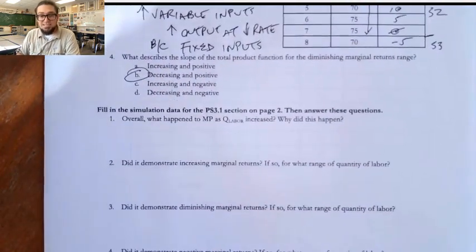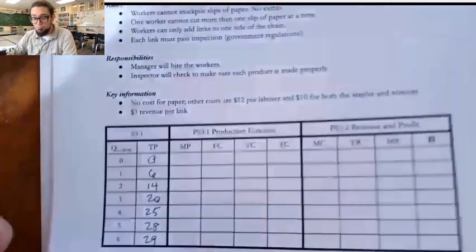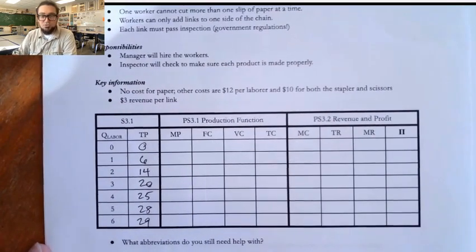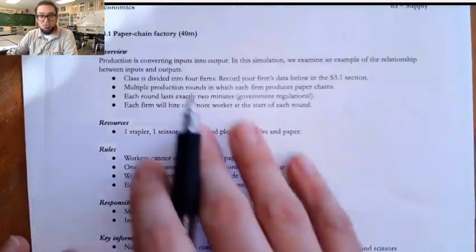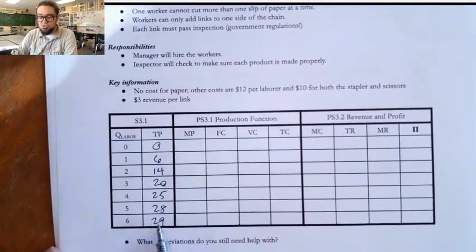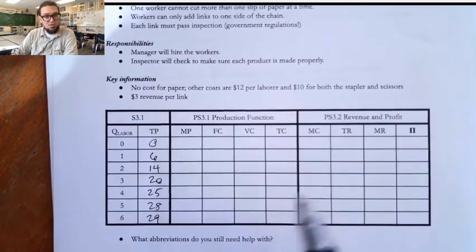Now we're going to return to the data that we did on page 2 with our simulation. And if you weren't present for our simulation, I've got some kind of example numbers here that we could use. And again, this is for the production simulation that we did in class. That's the paper chain. So these are some good numbers to use. Again, if you weren't present, if you were present, your numbers are going to look a little bit different, but you'll be okay.